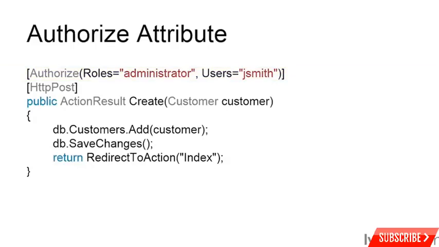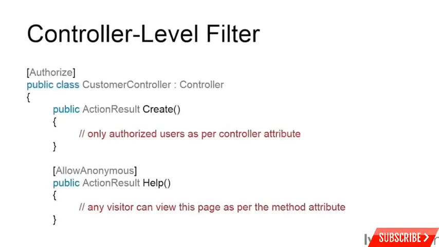Notice that we can stack this right on top of our HTTP POST action selector. In this example, we're indicating that anyone who has the Administrator role is authorized, as well as the user J. Smith, regardless of what roles he or she is assigned. If you just want to require that a user be logged in and deny access to anonymous visitors, use an Authorize attribute without parameters. These attributes can also be used to decorate a controller class.